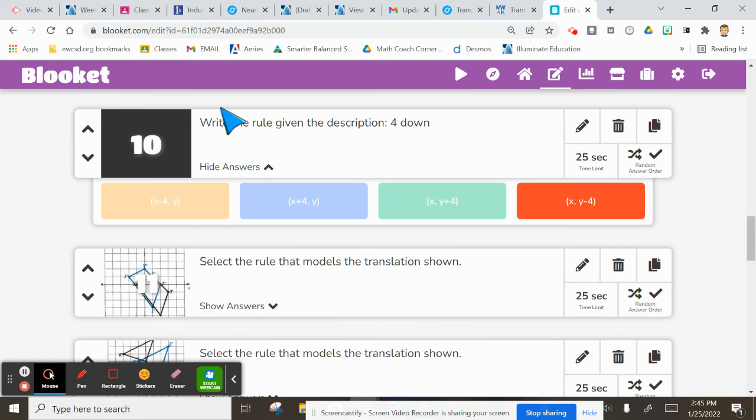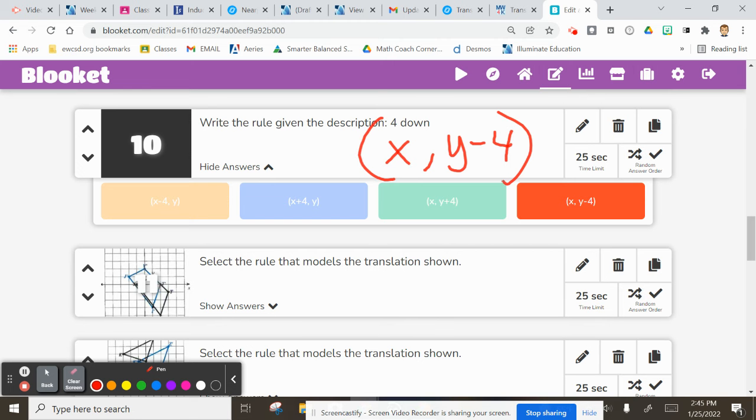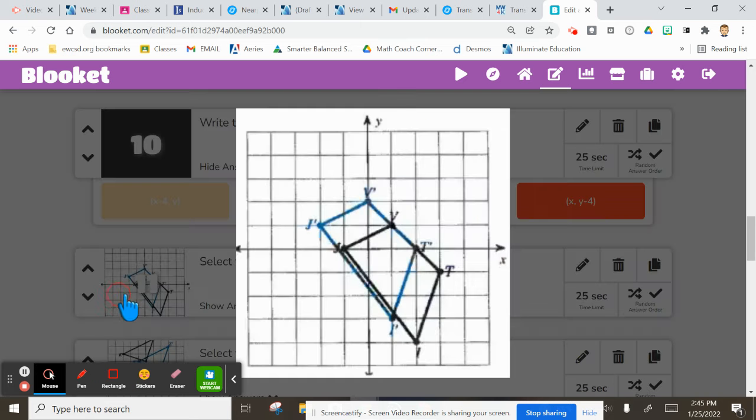Ooh, this one's interesting. It just says 4 down. So you should know that 4 down looks like this, but there's nothing about x. So x just stays there. There's nothing else to talk about x, okay? Then you got to start looking at images for this one. This one's kind of tough, but you got to see that the T is here and T prime is there. So you're going left 1, up 1. Left 1 is x minus 1. Up 1 is y plus 1, okay? So understand those rules. Do the best you can on those.